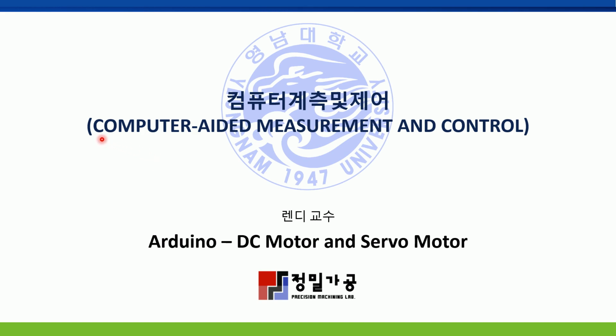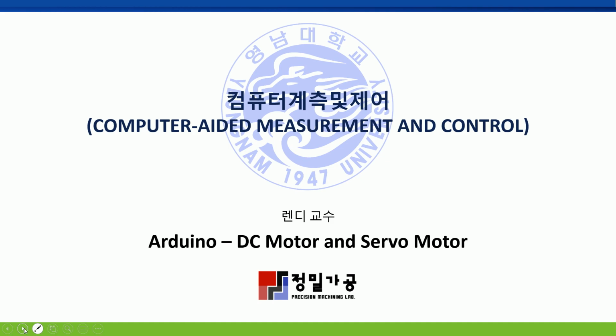In computer-aided measurement and control, in this topic, we are going to learn about DC motor and servo motor. After the previous week, you already know how to generate the pulse width modulation. Now, this is the application of pulse width modulation, especially in DC motor and servo motor.